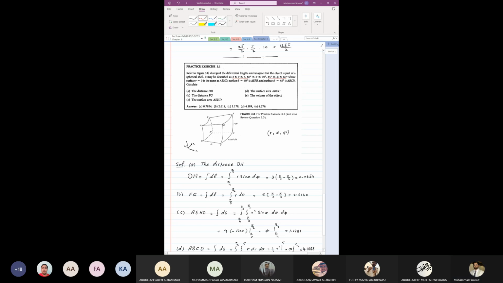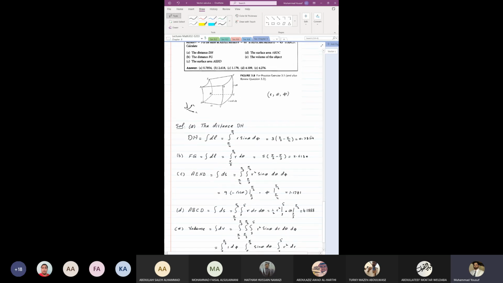And then what is theta here? Theta is the angle which starts from the positive z-axis. And theta is constant. It is the lower angle here at DH. At DH, theta is equal to 90 degrees. At AE, theta starts from the positive z-axis, so at AE, theta is 60 degrees, and at DH, theta is 90 degrees.